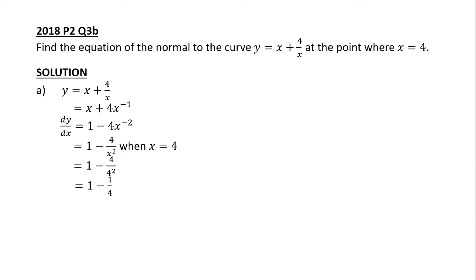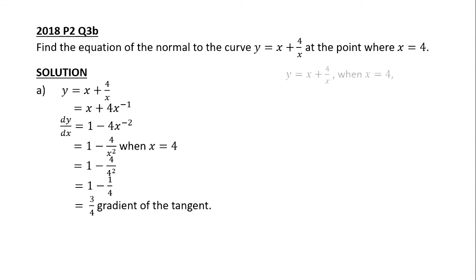4 into 4 is a 1. 1 times negative 1 is a negative 1. 4 minus 1 will give us a 3 numerator. So that's going to give us 3 over 4 as the gradient of the tangent. Now the question is saying find the equation of the normal to the curve. So what we are supposed to find is the equation of the normal.